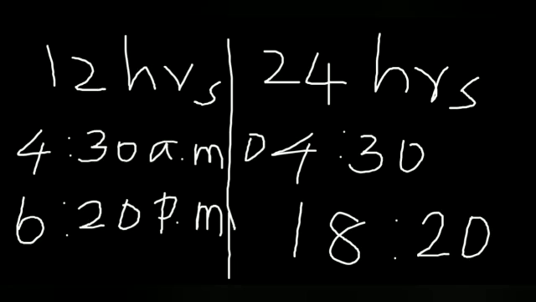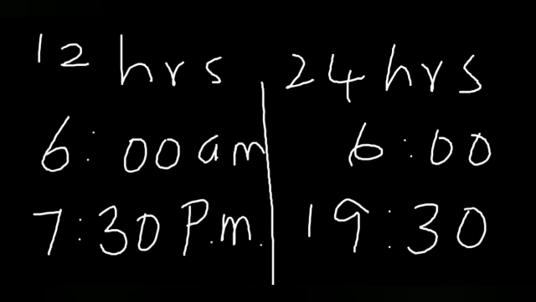For the next example, 12 hours to 24 hours. First one, 6 AM. That is 6 o'clock. Next, 7:30 PM. Here we have to add 12. Adding 12 to 7 gives 19:30.